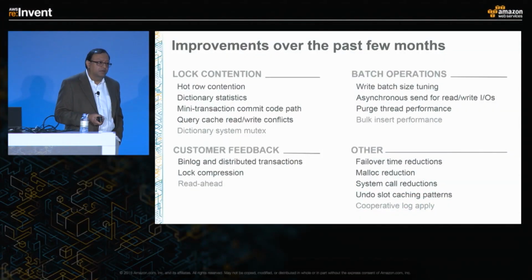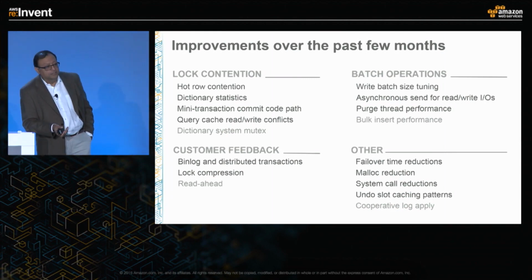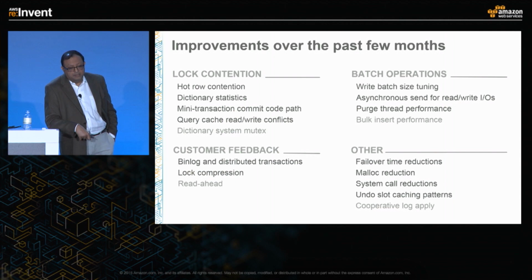So we've been fairly busy over the last few months. Performance is an important part of the Aurora value proposition. So here's a bunch of things that we've been working on. I think the things that are in gray are things that are going to release in the next week or over the course of this month in our next couple of patches. So we've been working pretty hard.